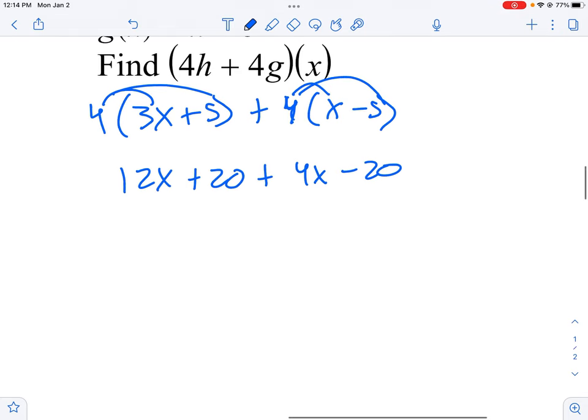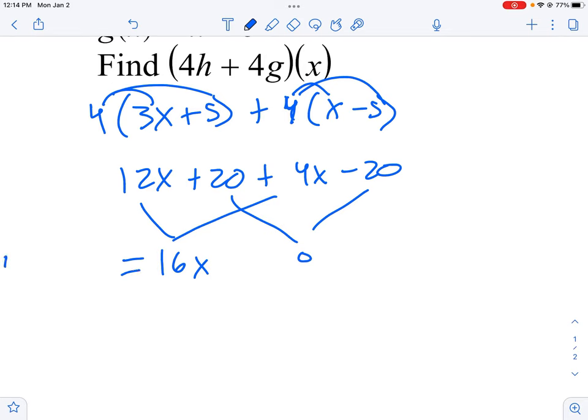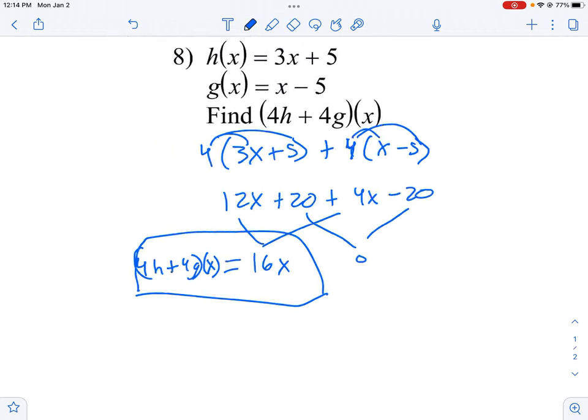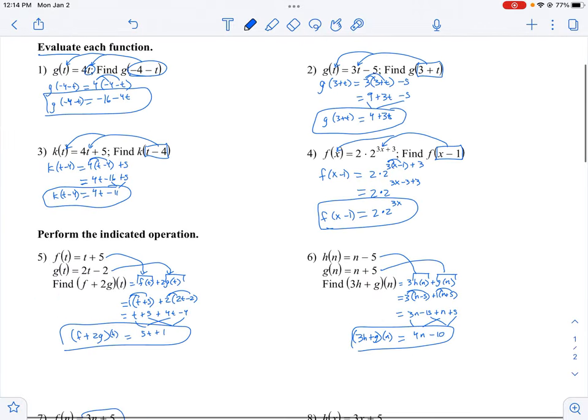And we can do some combining like terms here. X's go together, non-x's go together. And we get 16x. And then, 0. Convenient. Nothing there. So that's 4h plus 4g of x, not n. X equals 16x. There's no other constant term. So there you go. That's level 3 function notation.